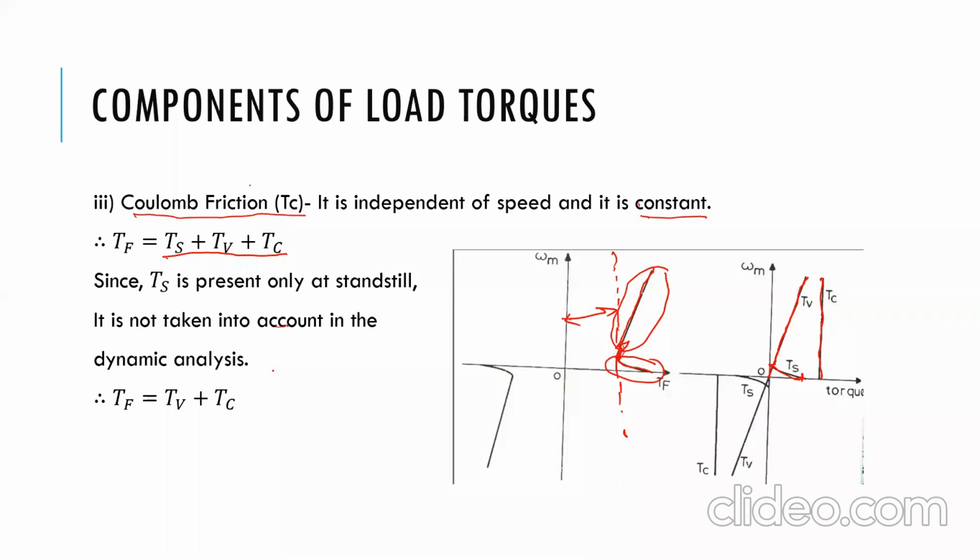During dynamic analysis or transient analysis, it means what? The machine is running at 100 rpm and we want to run it at 200 rpm. That change in speed is nothing but a dynamic analysis or transient analysis. During that period, because the machine is not at zero speed, this stiction part can be eliminated. Therefore friction TF can be written as TV plus TC. It means friction is the addition of viscous friction plus Coulomb friction.